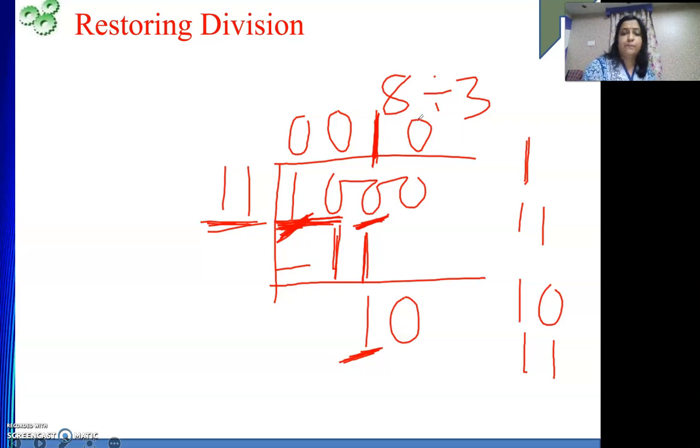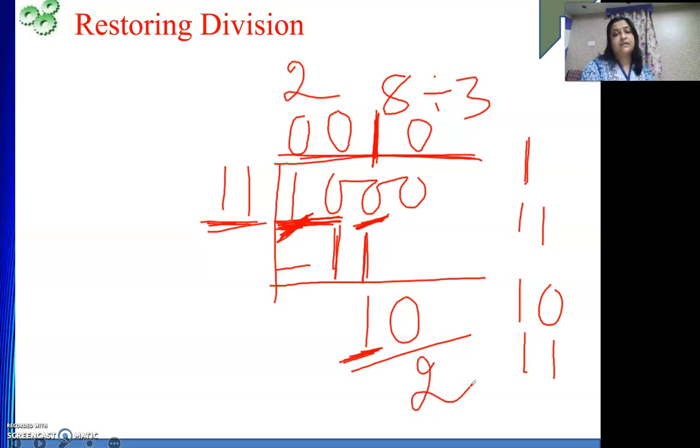There are no more bits left in the dividend. So this is my quotient and this is my remainder. This one is nothing but 2, and this one is also 2. So 8 divided by 3, we know the quotient is 2 as well as the remainder is 2. This is how the division operation on binary works.